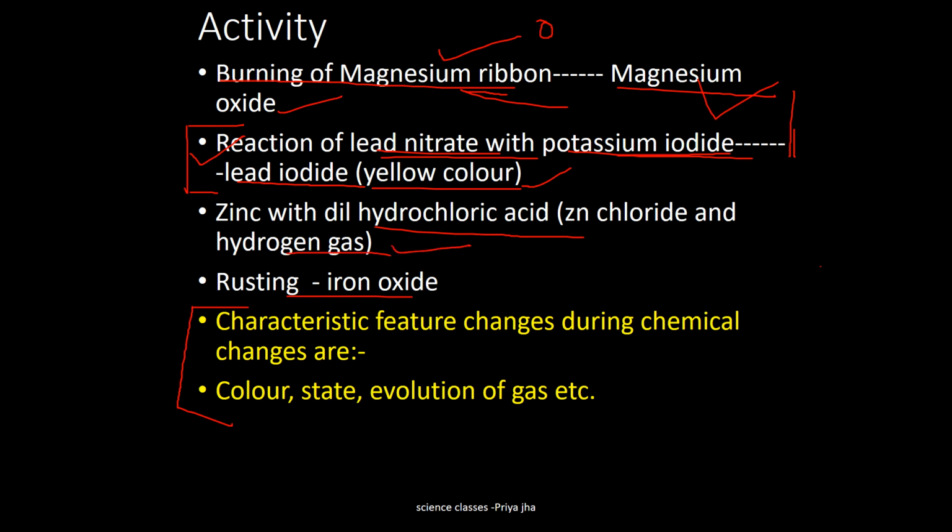So what are the characteristics we found due to these reactions? We found there is a change in color, a change in state, and evolution of gases. So these are some characteristics through which we can find that this is a chemical change, and what type of reaction is going to happen.